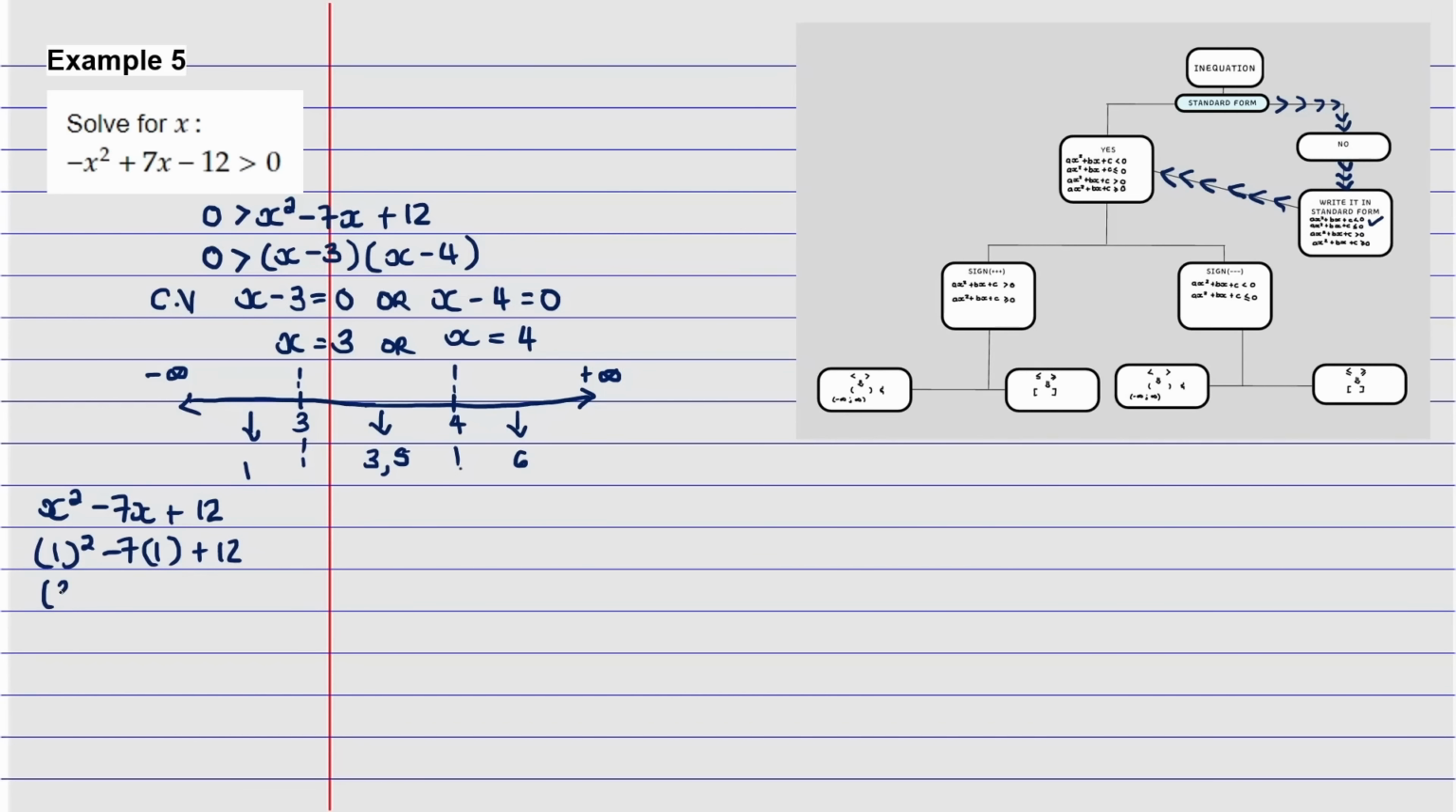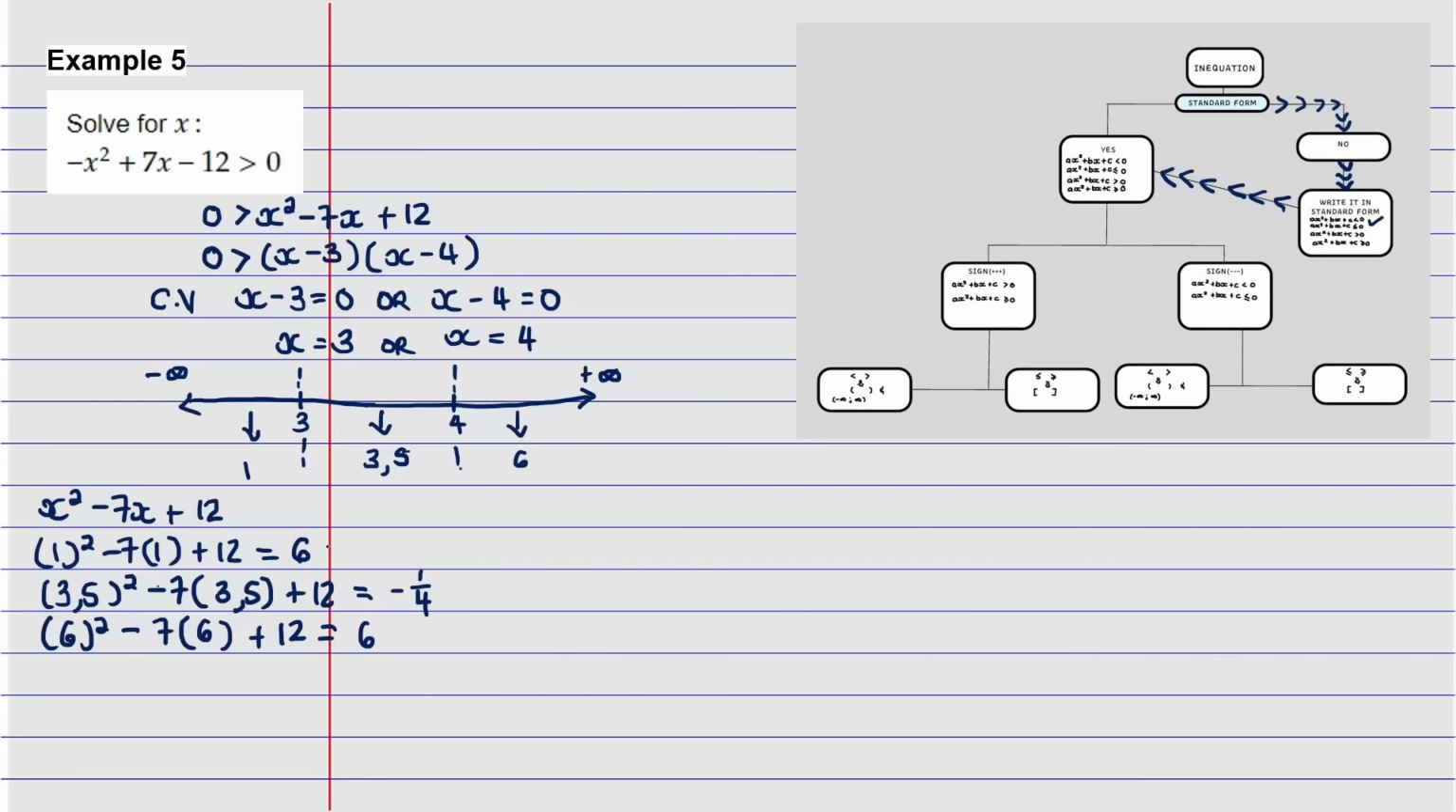Then the second one is going to be 3.5 all squared minus 7 times 3.5, right, plus 12. Then this is equal to. And the last one is going to be 6 all squared, right, minus 7 times 6, plus 12, right? Then equals to. When you pass this into the calculator, for the first one you're going to get 6. The second one, you're going to get negative 1 over 4. Then the third one, you're going to get 6.